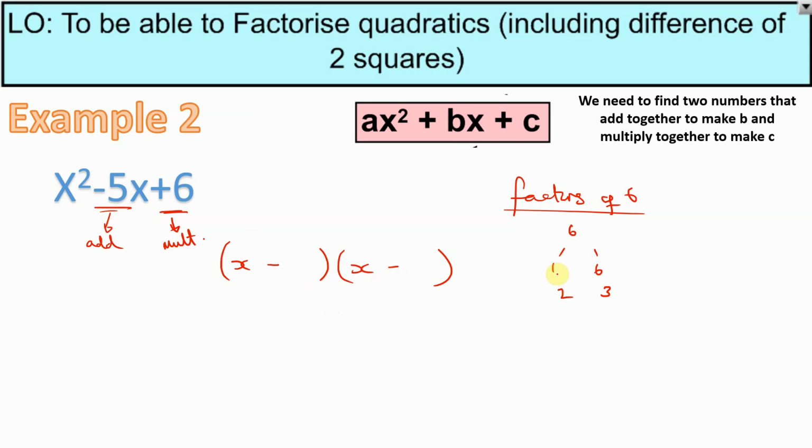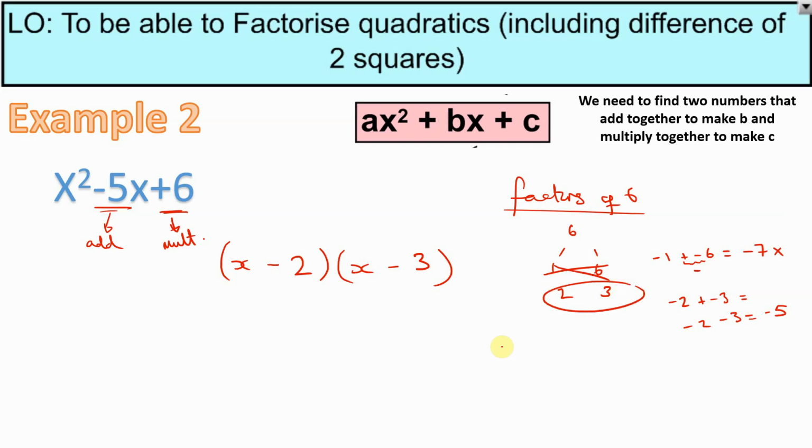And well, let's just trial the numbers. If I did minus 1 plus minus 6, that would get me minus 7. So minus 1 plus minus 6. Remember, when we plus a minus, it kind of overrides to just be a subtract. That gets me minus 7, which is not good. If I do minus 2 plus minus 3, well, that's the same as minus 2 subtract 3. That gives me minus 5. So that is what I want to go in my brackets.